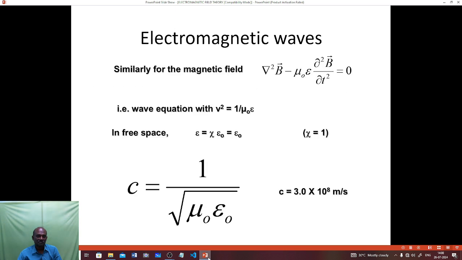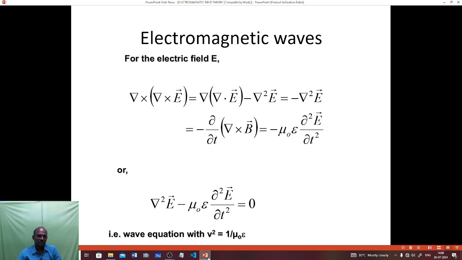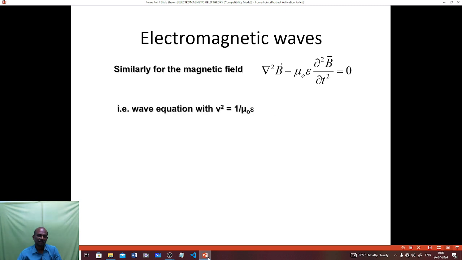The wave equation for the electric field is del square E minus mu naught epsilon naught d square E by dt square equal to 0. And for the magnetic field, it is del square B minus mu naught epsilon naught d square B by dt square equal to 0. Wave equation with V square equal to 1 by mu naught epsilon, the square of the velocity.